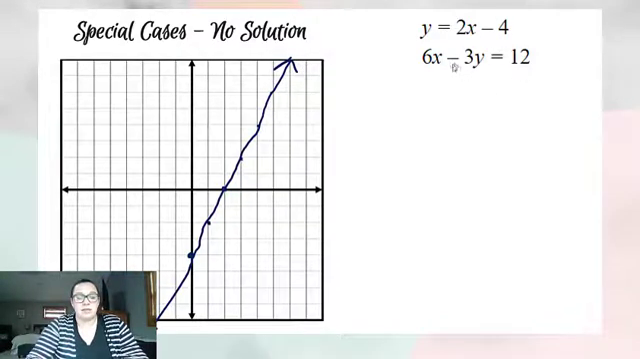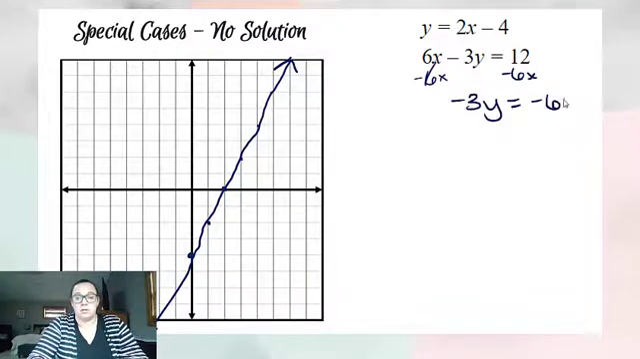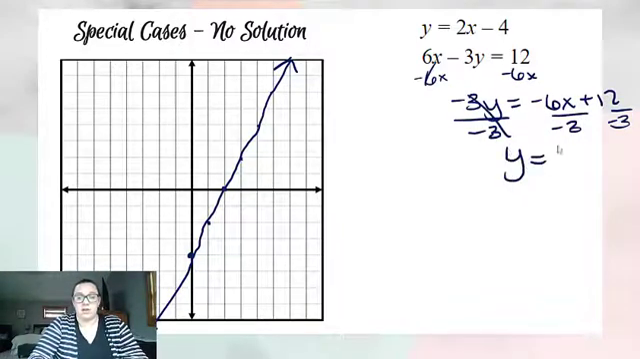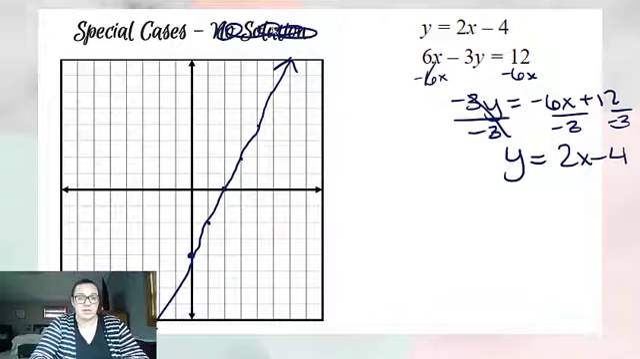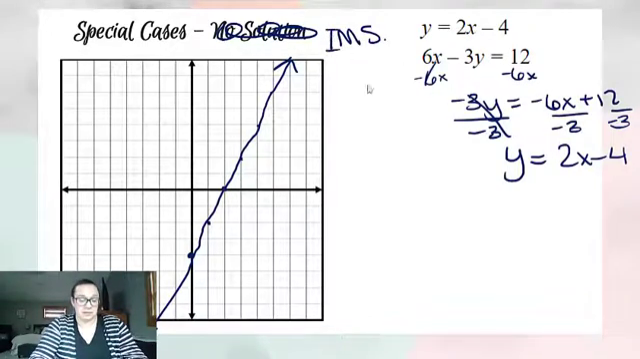The other one, let's see, if I was going to move some stuff around, I'm going to move over the 6x. And then divide everything by -3. So I've got y equals 2x minus 4, which is the same equation again. So in this case, I think that slide is wrong, it's infinitely many solutions. So that's what we've got for this one.